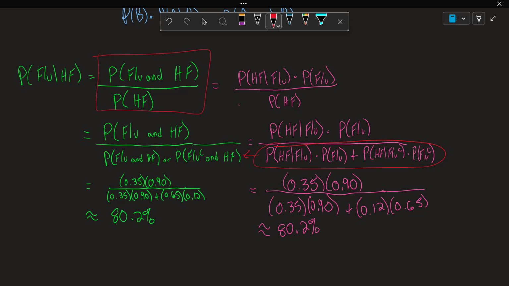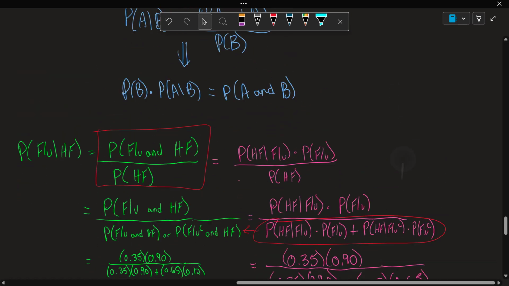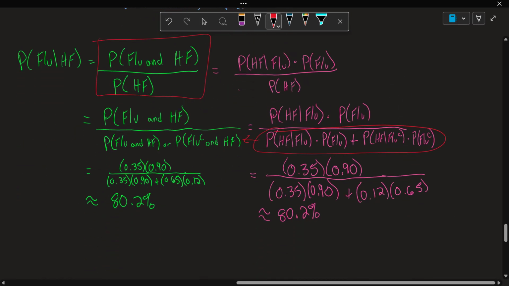Now, the probability of having a fever is either the flu and high fever or not the flu and high fever, which, because they're not independent, we can switch around as well, just like we did here in the blue with this formula. The probability of flu and high fever is the probability of high fever given that we have the flu times the probability that we have the flu. And likewise with the flu complement on the other side.